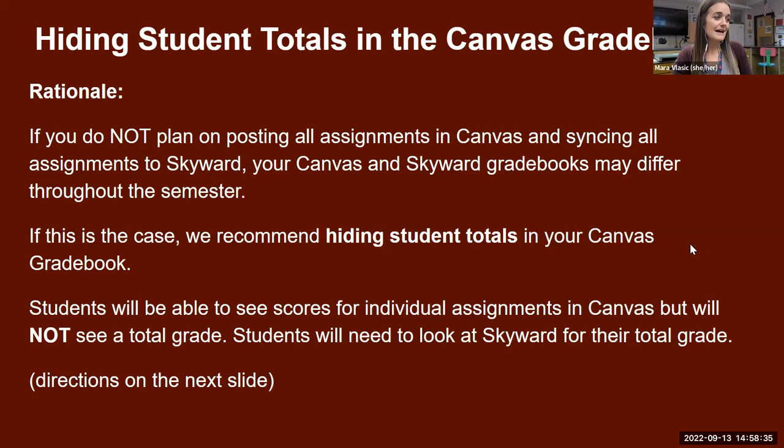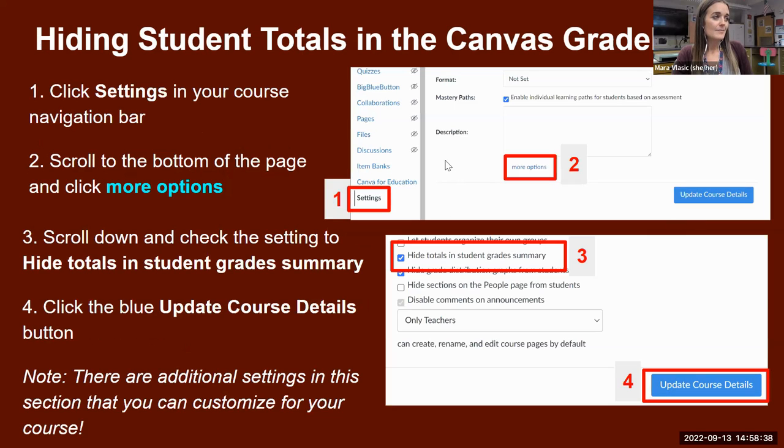So how do we hide student totals? That is also on settings in your course navigation bar. So if you click settings in Canvas and scroll all the way down to the bottom, there's a button for more options, which will show you more options in your settings. And one of the options that it shows you is to hide totals in student grade summaries. So that will hide the student seeing a total percentage in your Canvas course, and then click update course.